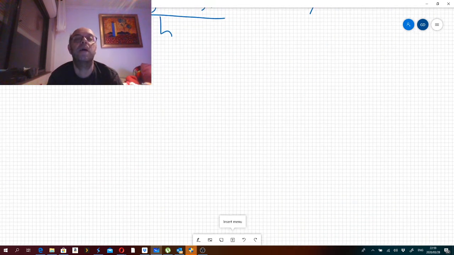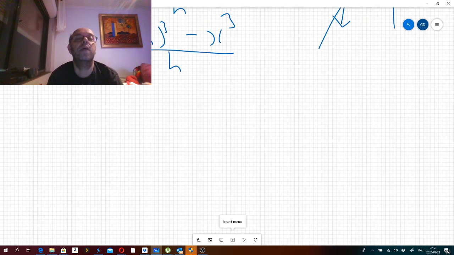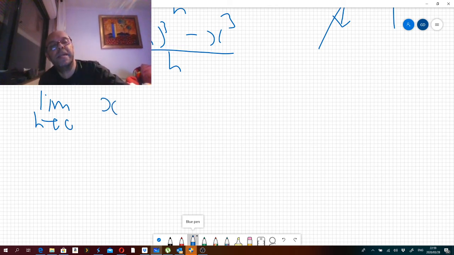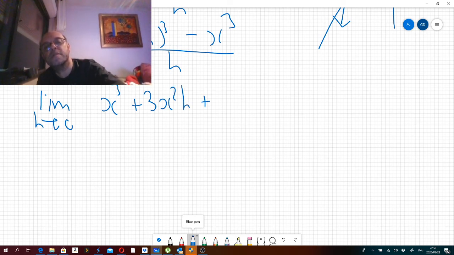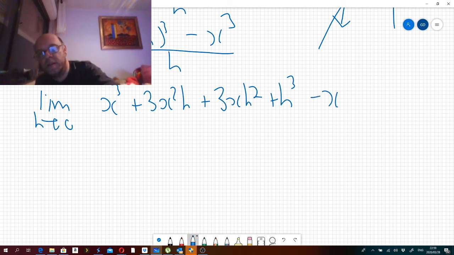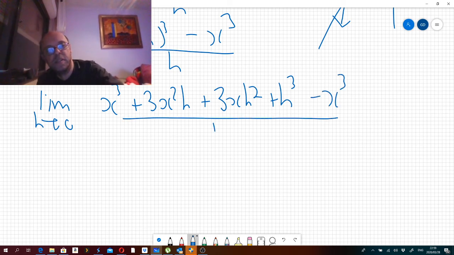Or let's just come down here, and we'll carry on down here. Right, so x plus h cubed, so we've still got the limit as h approaches 0, and x plus h cubed is simply x cubed plus 3x squared h plus 3xh squared plus h cubed. Of course, we're going to subtract the x cubed afterwards, and we've still got h.